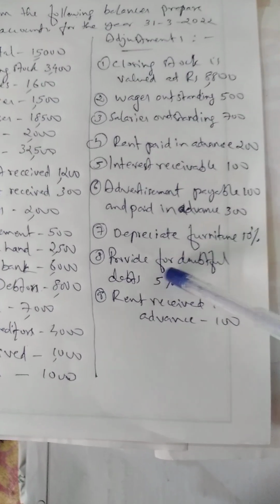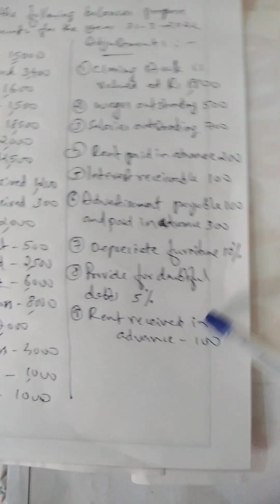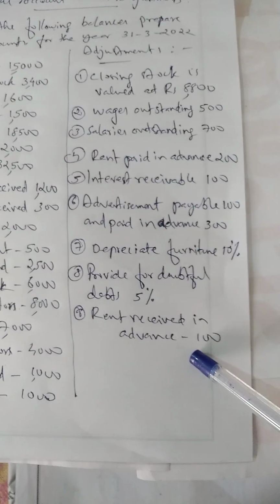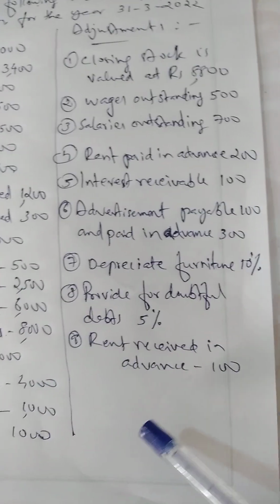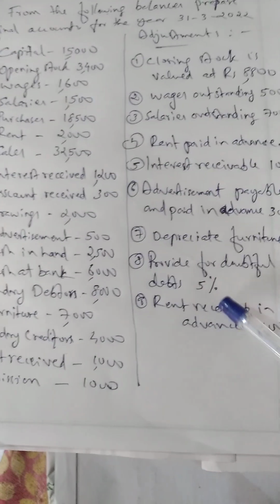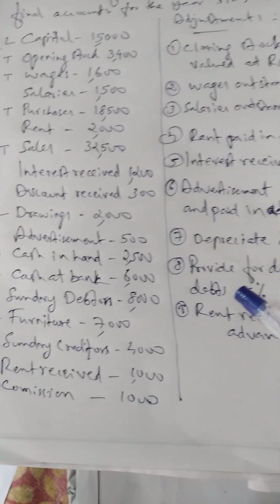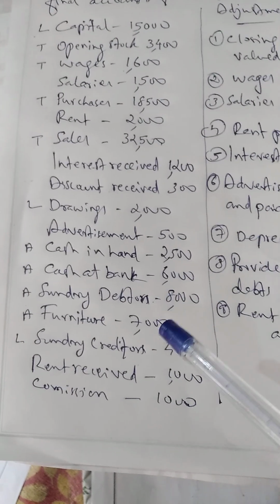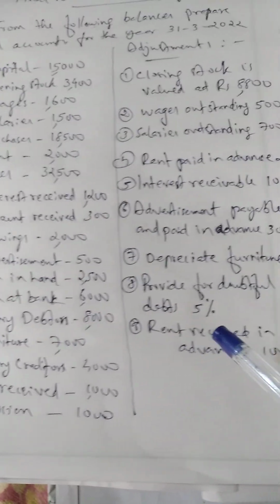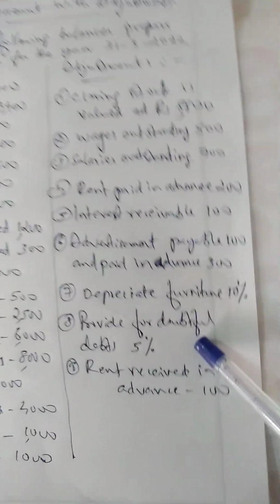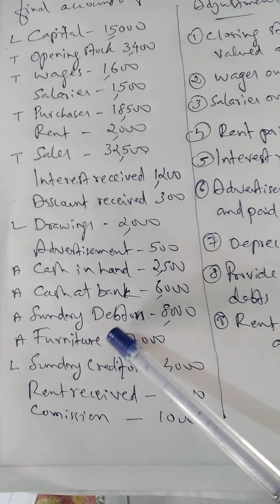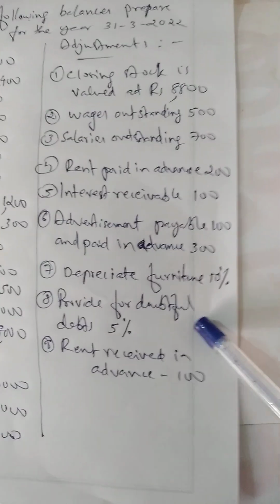Now just listen to this and note in your notebook these treatments. Provision for doubtful debt should be shown on the debit side of the profit and loss account and deducted from the concerned debtors, sundry debtors, in the balance sheet.